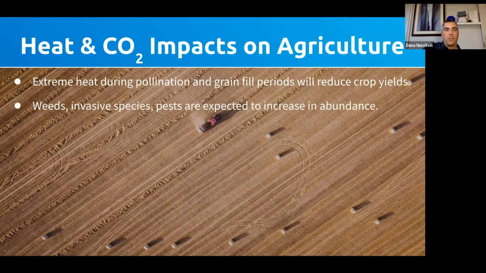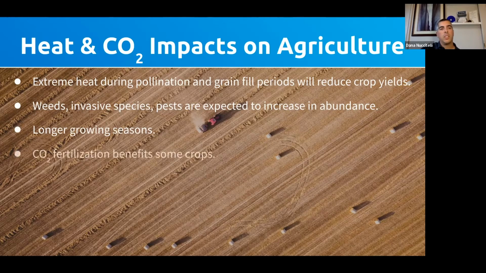You also get an expansion of weeds and invasive species and pests as the warm temperatures go further and further to the north into this region, making the climates suitable for those different species. You do get longer growing seasons, which is beneficial because these are relatively cold states. And so as temperatures rise, they do get some benefit of longer growing season. And also some crops do benefit from what we call CO2 fertilization. So, we often hear people say CO2 is plant food, which there is some truth to that. Some crops do benefit from CO2 fertilization.